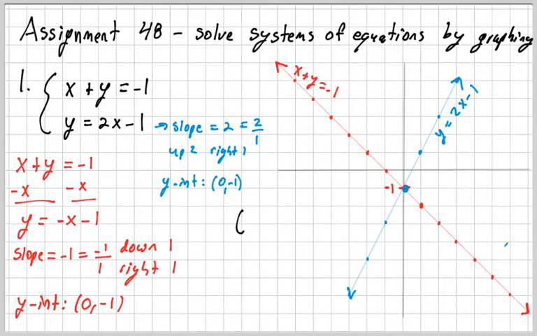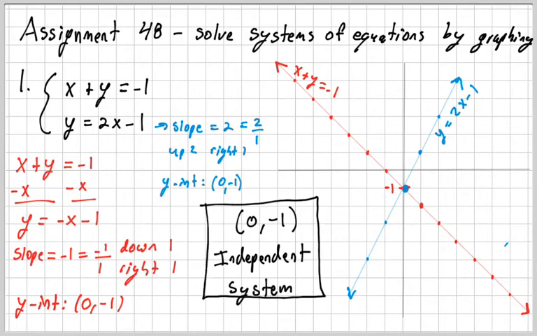Now when we're solving a system of equations by graphing, we're looking at where they intersect, where they cross each other. And this happens at the point 0, negative 1. And that is our solution. And from the previous video, if you do have an intersection at one point, we call that an independent system. So with the word independent, maybe think two independent lines. Okay? All right, let's try another one.